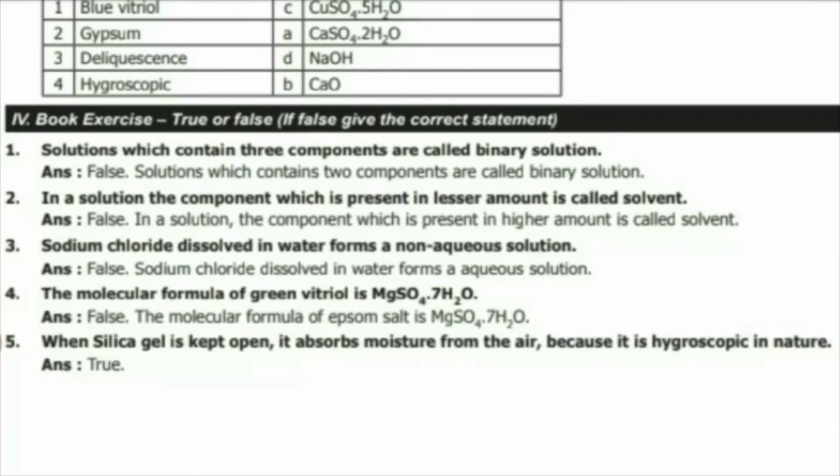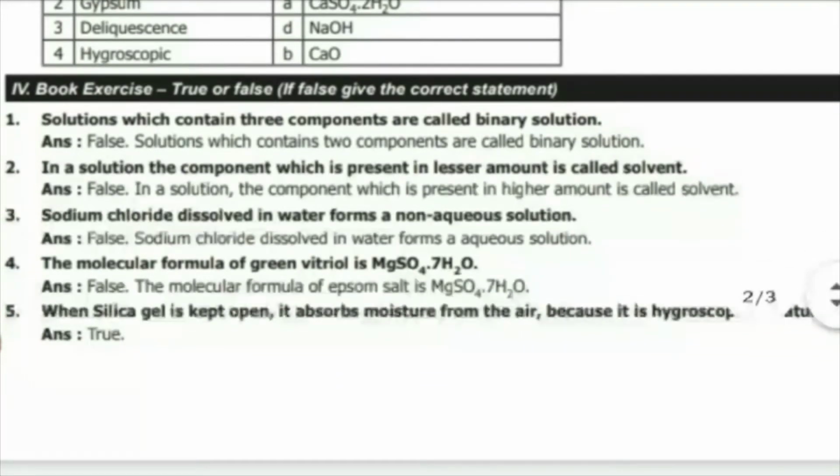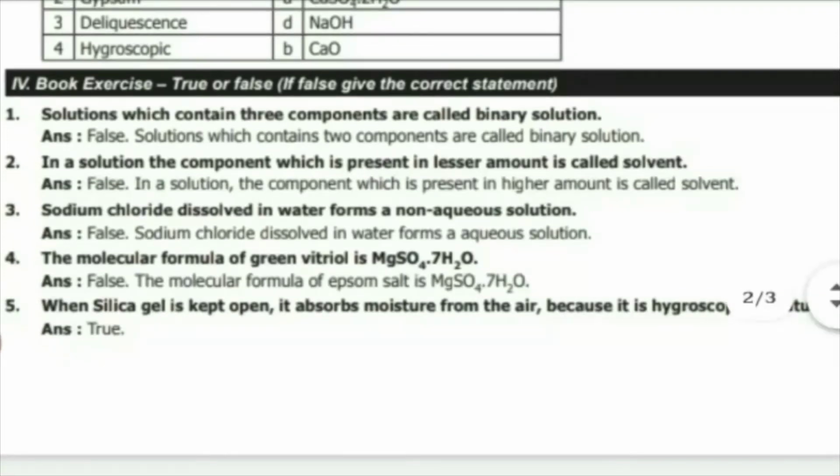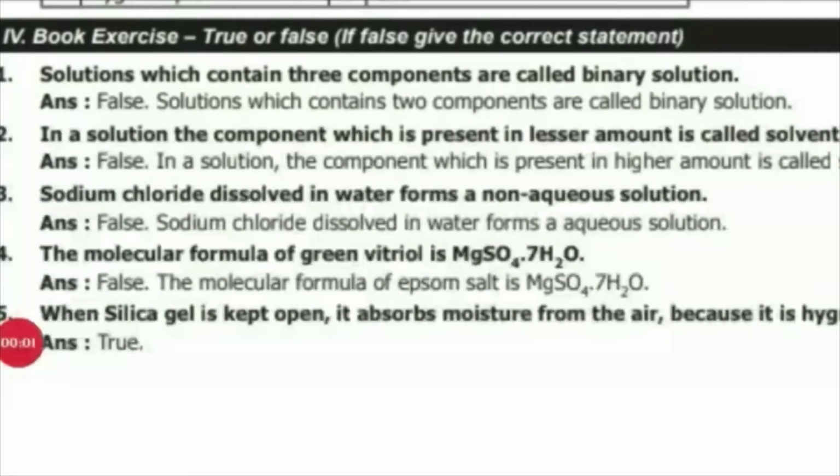Second question. In a solution, the component which is present in lesser amount is called solvent. The answer is false. The given statement is false. So correct this statement. In a solution, the component which is present in higher amount is called solvent. Next, third one. Sodium chloride dissolved in water forms a non-aqueous solution. Answer is false. So correct the statement. Sodium chloride dissolved in water forms an aqueous solution.